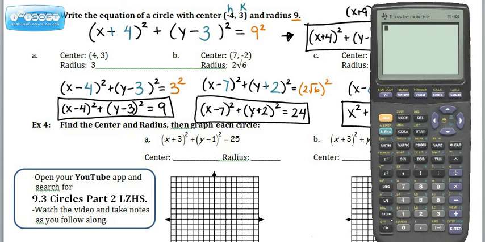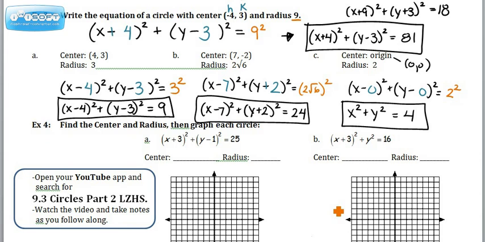If you're trying to do that on your calculator, you need to make sure you do parentheses 2 square root 6. And notice there's 2 open parentheses, so you need 2 end parentheses. Also, on C, notice that you don't have to write the minus zeros.